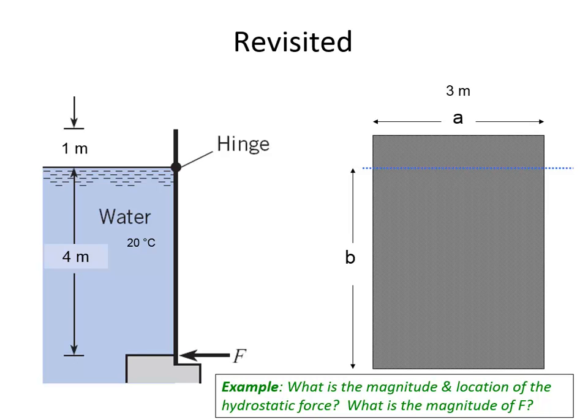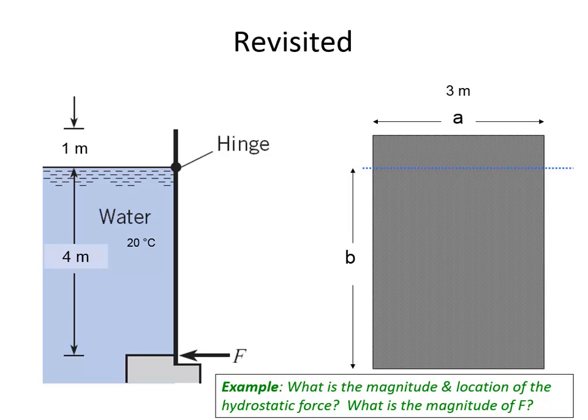The hydrostatic force will be P bar times A. So it is 19,580 newtons per meter squared times the area, which is 12 meters squared. So 234,960 newtons.